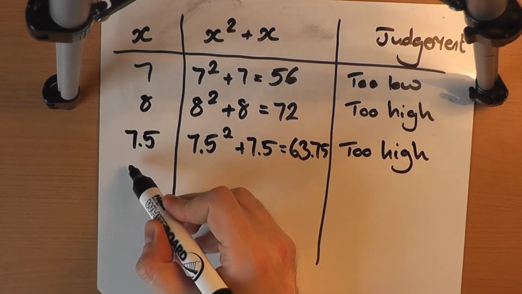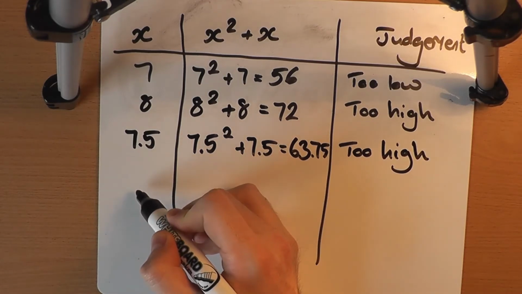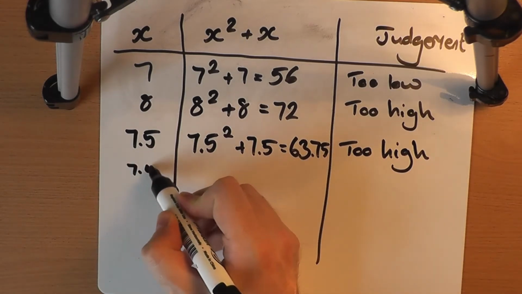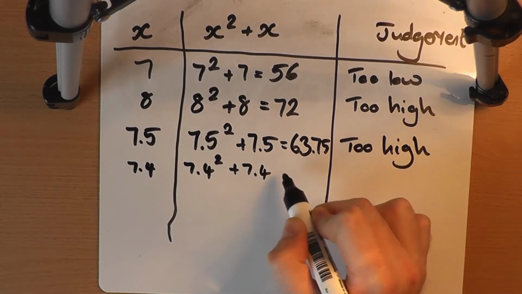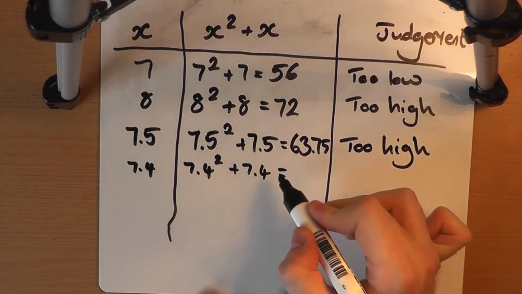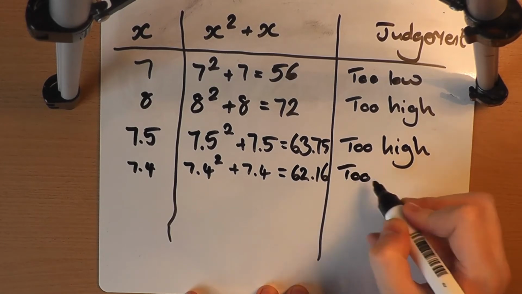So I'm going to choose, to go nice and logical with this, you could either go 7.4, 7.3, 7.2, 7.1, keep going until you find two that it's sandwiched in between, one that's too high, one that's too low. Or you could do it the way up, you could start at 7.1 and then go 7.2 and so on. I'm going to go down 7.4, I'm going to count down. I'm going to go 7.4 squared plus the 7.4, and I'm going to find out what that is. I'm going to put that in my calculator, and I'm going to hopefully come out with 62.16, which is still a little bit too high.